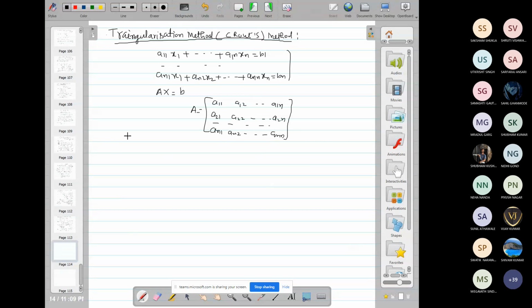To apply this method, it is based on the fact that every square matrix can be expressed as the product of a lower and an upper triangular matrix if all the principal minors are non-zero, that is, if the matrix is positive definite. If matrix A is positive definite, then we can always express A is equal to L into U.